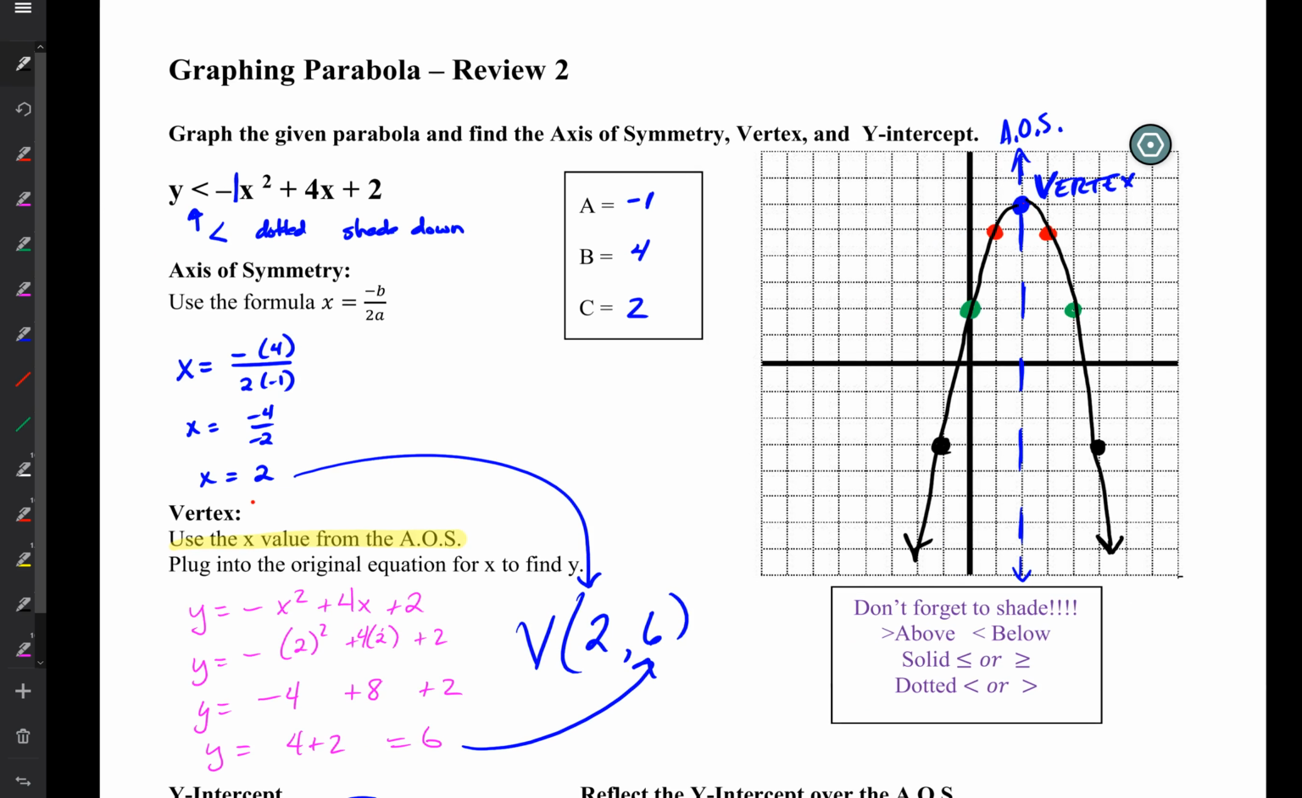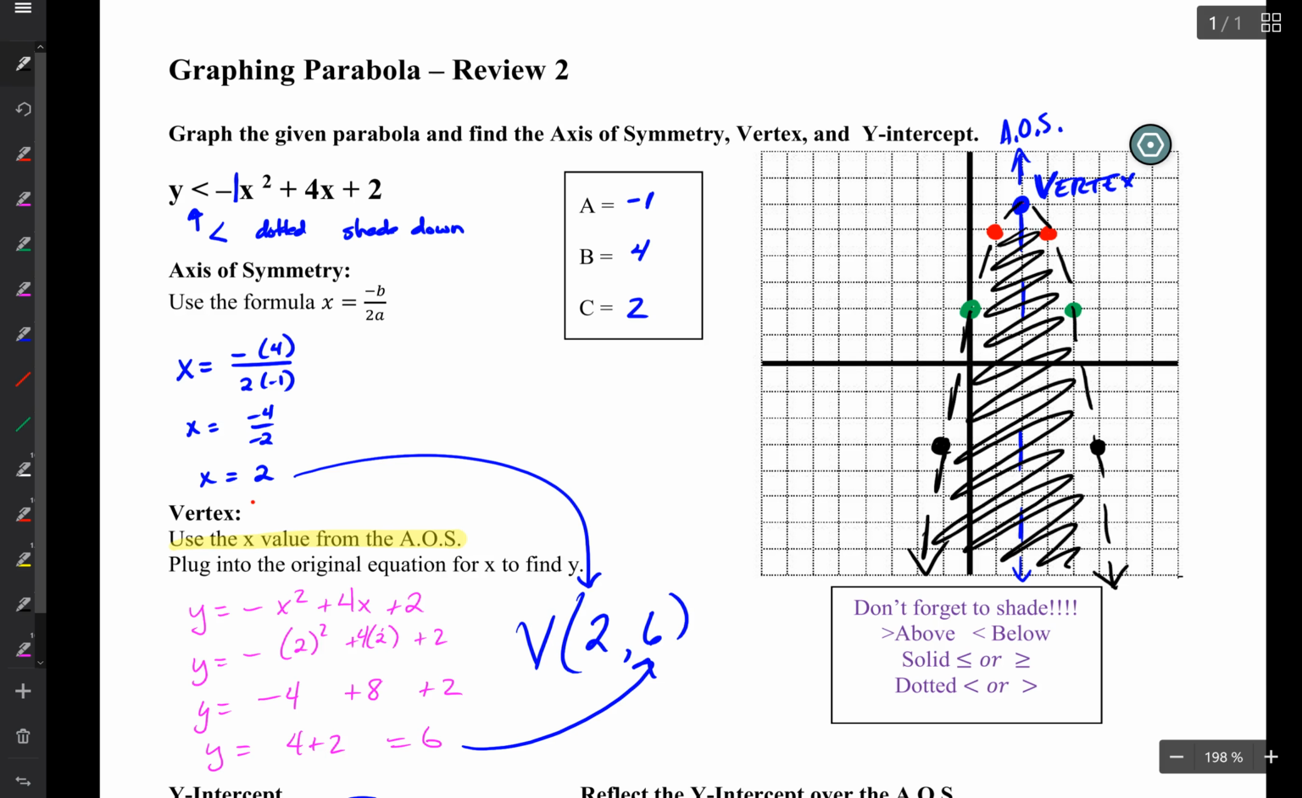That would be the regular parabola from yesterday. But today, we have it less than. So we need to realize the fact that this can't be solid. What should it be? Dotted. So I'm going to erase this solid one, and I'm going to make it dotted instead. And then because it's less than, I'm going to shade down.